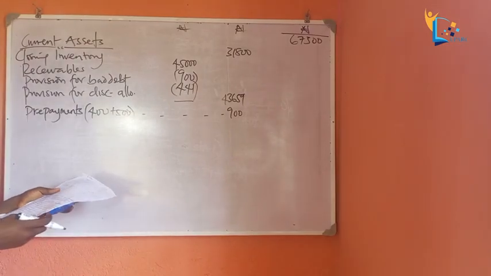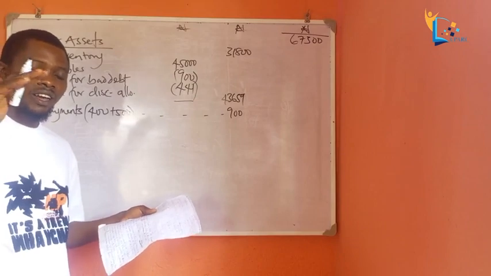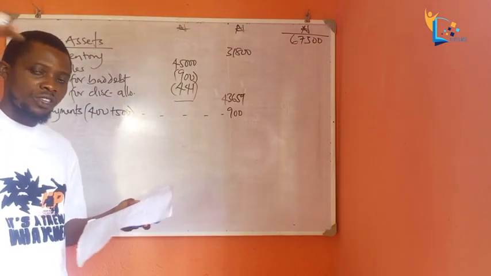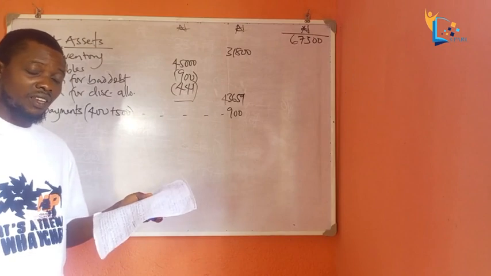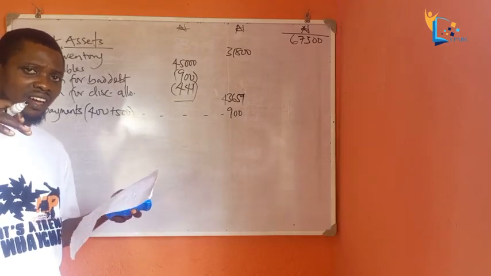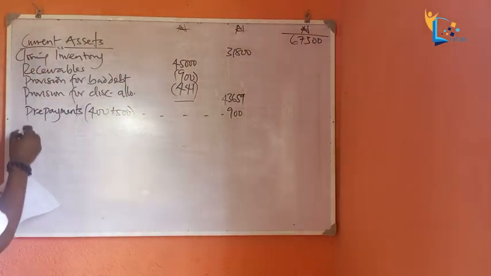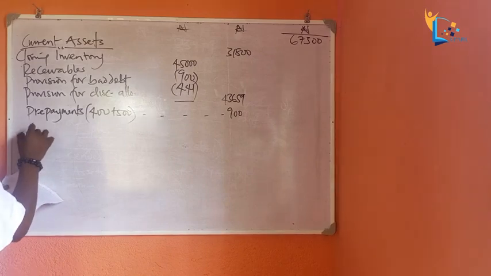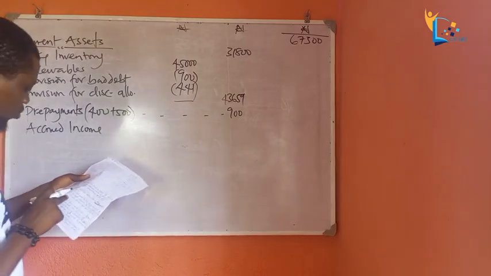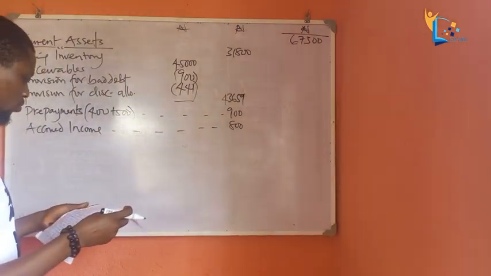Then we also have accrued income. Accrued income is income that is owing. You know what we mean by accrued income? When they are owing you income, it's a current asset. I've explained what current assets are, what non-current assets are. I'm going to share the link so that we can bring you up to speed. So we have accrued income here, which is 800 naira.